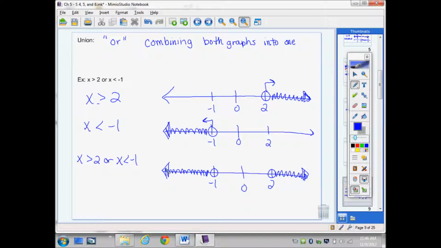Okay, so with an or, you take both pictures and we put them together and make one. With an and, you only take the part that overlaps.